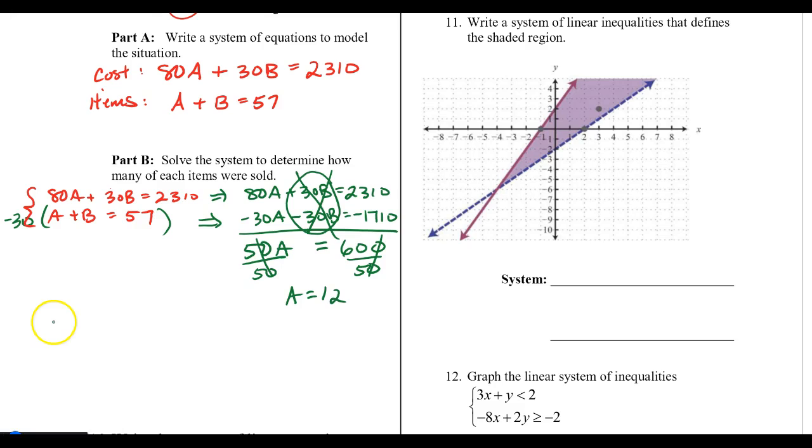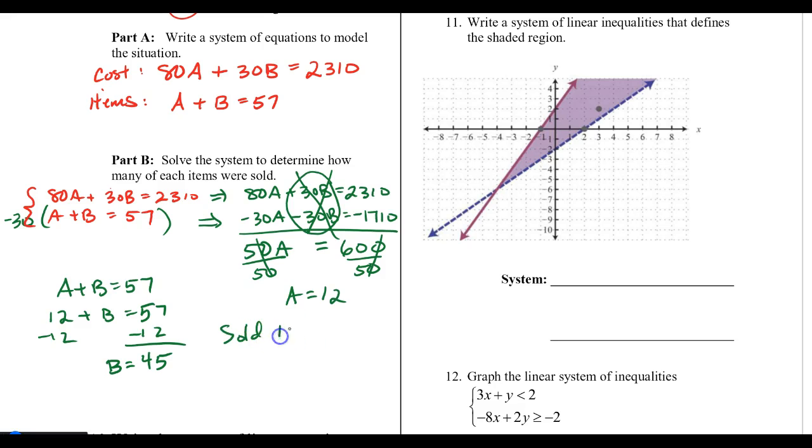And we know that A plus B is 57. So if we sold 12 of A, and we have to sell 57 altogether, we can subtract 12, and B equals 45. So the company sold 12 of item A and 45 of item B.